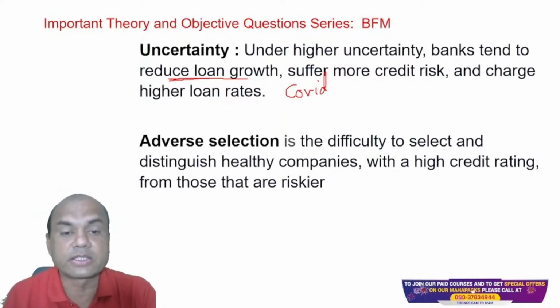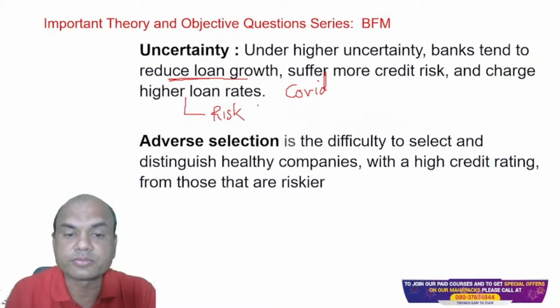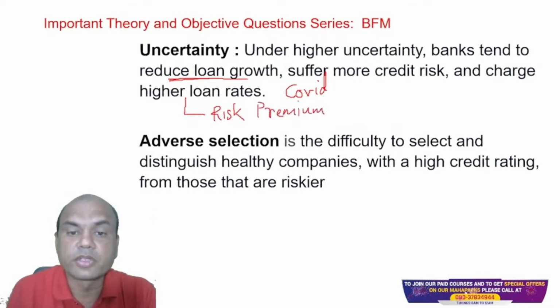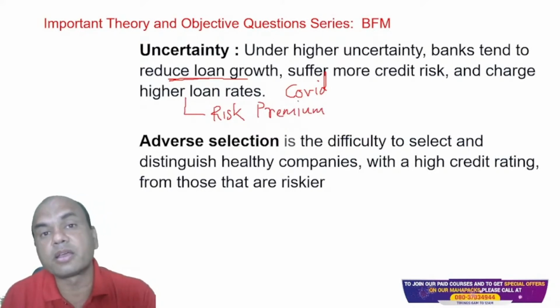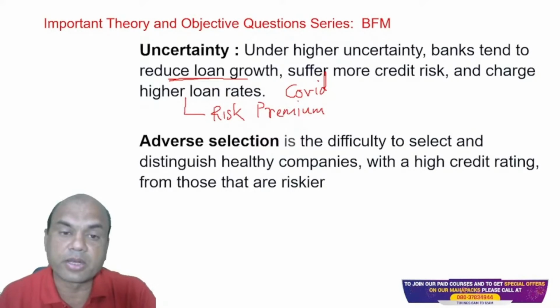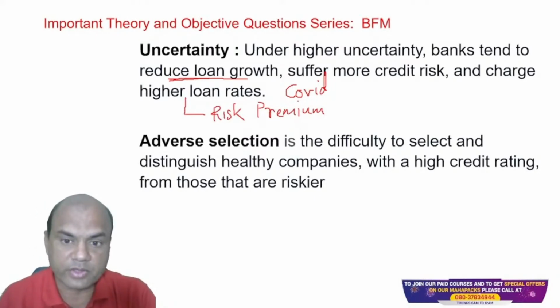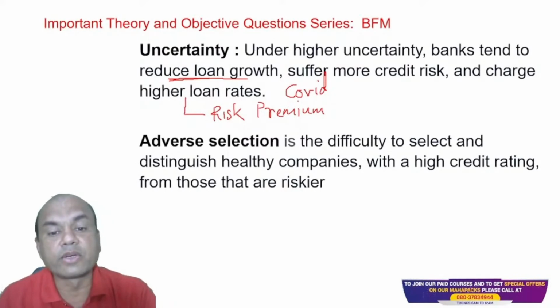So banks were charging higher, that is called as risk premium. Higher loan interest is called as risk premium. So this is an important term under uncertainty. What happens to the banks during uncertainty period? Reduce the loan growth, everyone. Second, suffer more credit risk, higher credit risk, and higher rate of interest. Got it? Next is adverse selection.